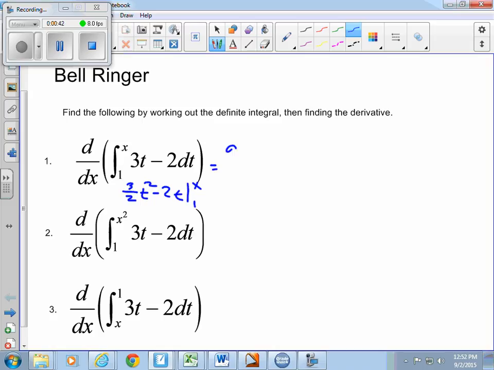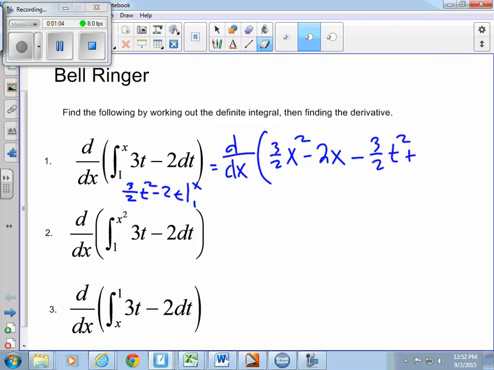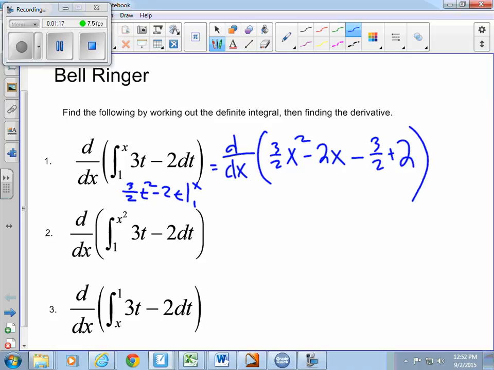So I get the derivative of 3 over 2x squared minus 2x, minus 3 over 2t squared plus, or sorry, x squared. I don't know. 1. Minus 3 over 2 times 1 squared minus plus 2. Not that any of that matters.